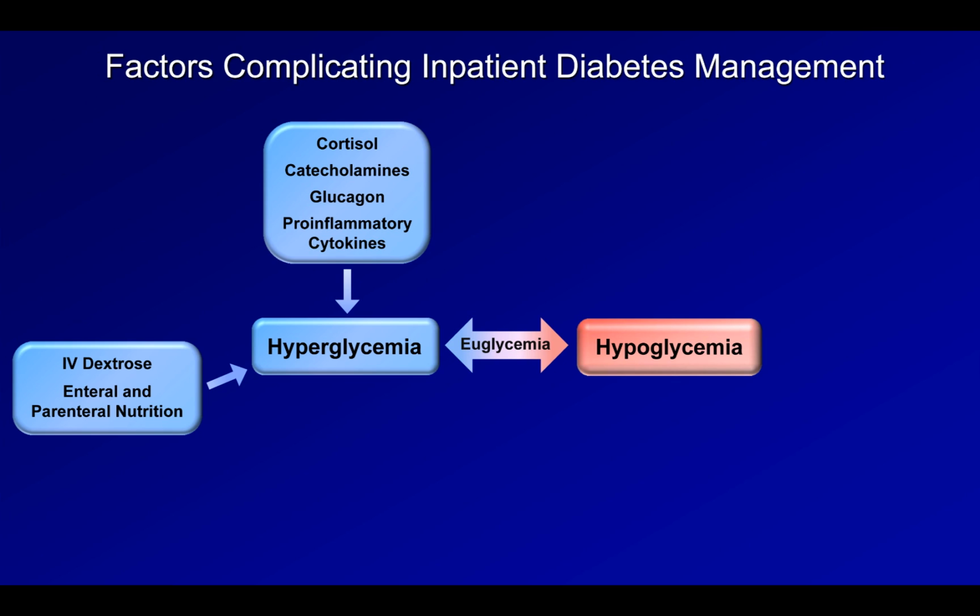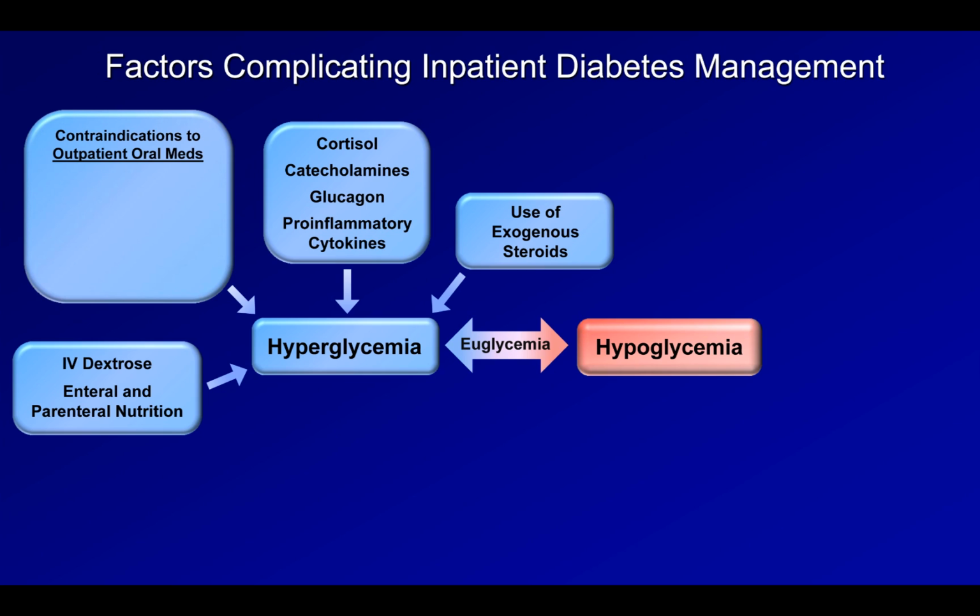Hyperglycemia can also be exacerbated by the use of exogenous steroids, which can be part of the treatment of a number of conditions such as a COPD exacerbation or elevated intracranial pressure. And finally, there may be new contraindications to a patient's previous outpatient oral medications. For example, acute kidney injury and NPO status are contraindications to sulfonylureas. Volume overload is a contraindication to thiazolidinediones, more commonly known as TZDs or glitazones. And kidney injury and recent or anticipated iodinated IV contrast are contraindications to metformin.